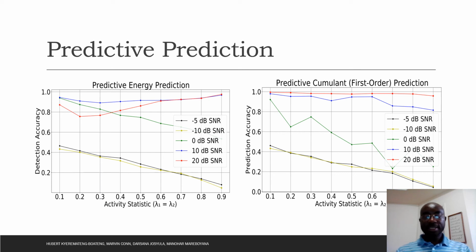Similar to the energy, the cumulant prediction also has much more stable accuracies for SNRs of 10 and 20, but for SNRs of -5 and 10, the accuracy degrades as the activity statistic increases. For both predictions, the SNR of 0 starts off at higher accuracies and then the prediction degrades as the activity statistic increases.